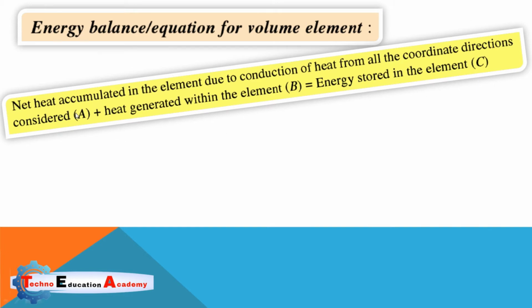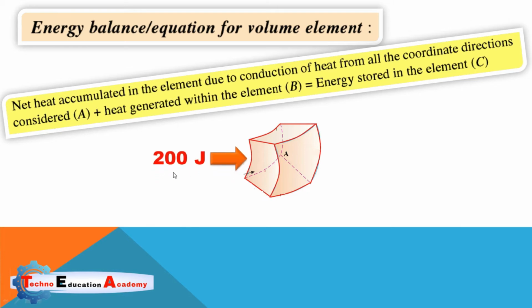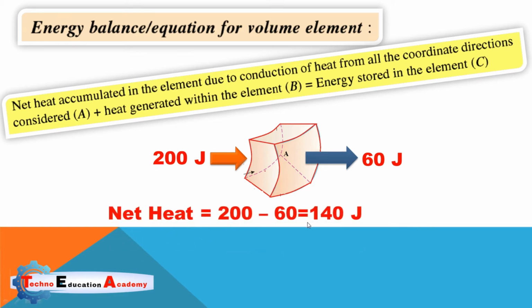Let us try to understand what the net heat accumulated in the element due to the conduction of heat from all coordinate directions considered is. For that, we are considering a small element of a sphere, and 200 joules is the entry of heat, and 60 joules is the exit of heat for this small volume element. So the net heat equals 200 minus 60, equal to 140 joules. It means that some of the energy will be stored in the body whenever there is a transfer of heat. It is called net heat accumulated in one direction. Same as we can calculate for the two remaining dimensions, and the sum of net heat accumulated in all three directions, θ, φ and r, is called total heat accumulated in all coordinate directions considered. I hope you can easily understand what net heat accumulated in the element is by considering this example.